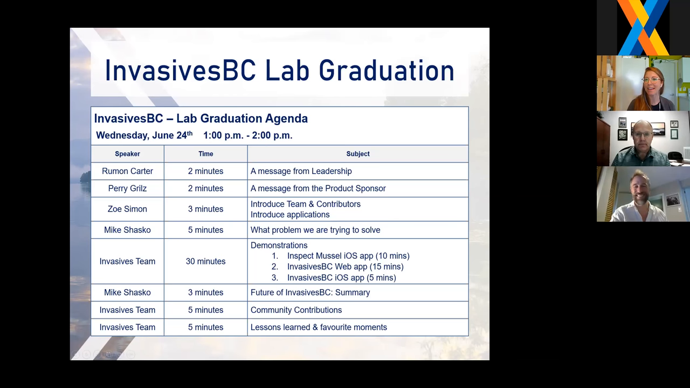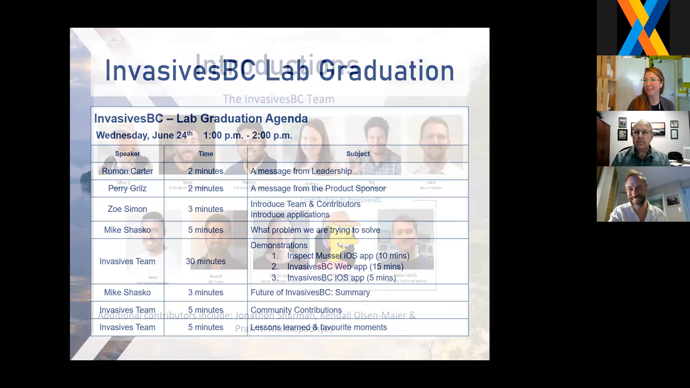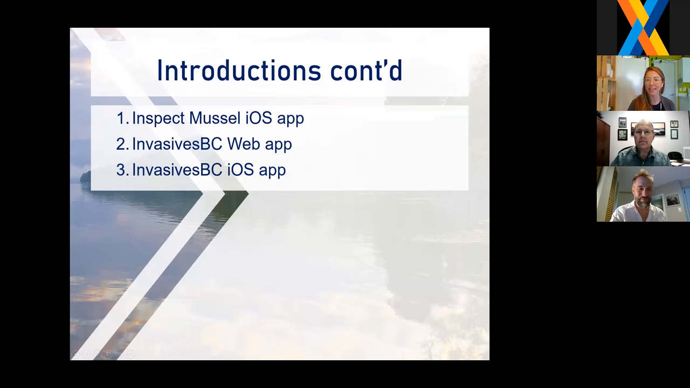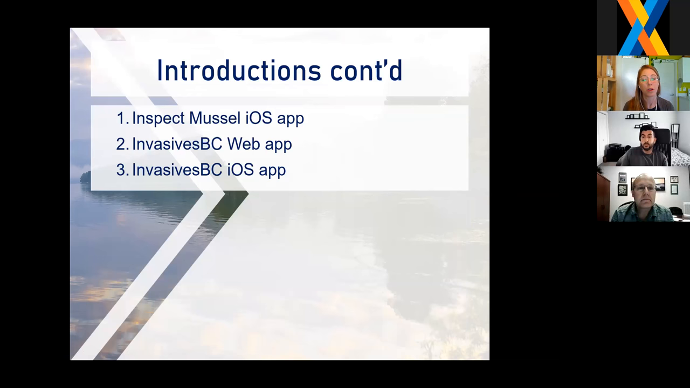I'm happy that I was able to come back to you. All right. So let's continue on in our introduction. I'm just going to introduce the applications. The team has built two applications. The first is called the Inspect Mussel iOS application, and the second is called the Invasives BC Web App. And the team has also started work on a third application, which is the Invasives BC iOS app.